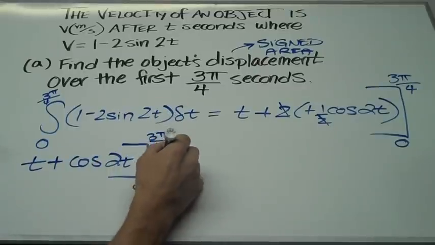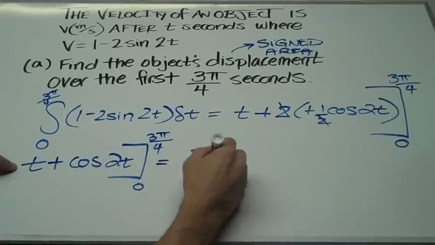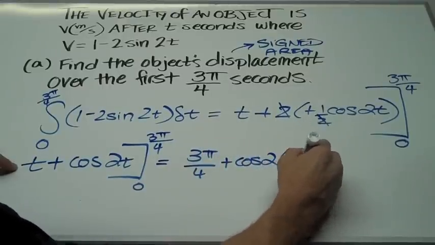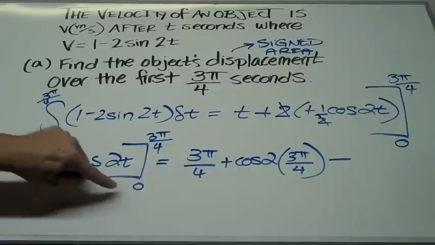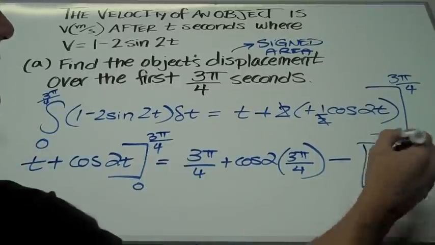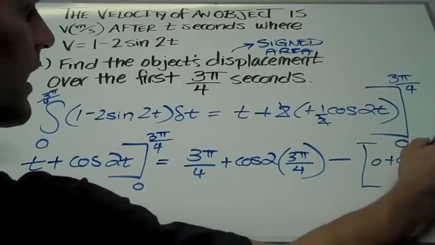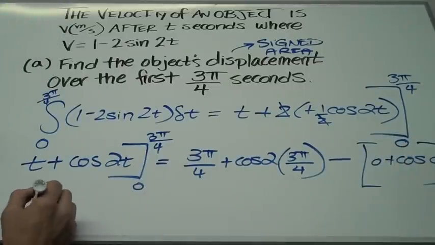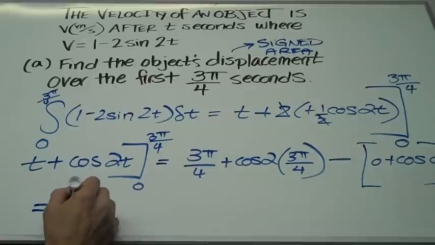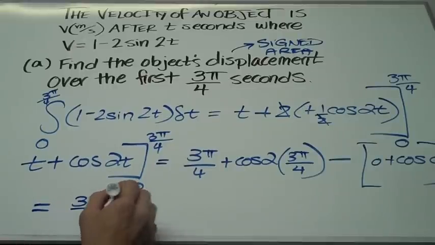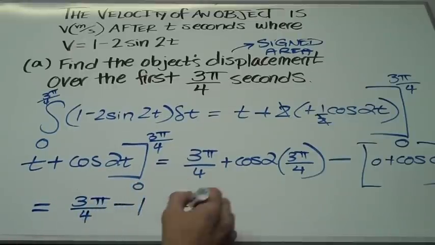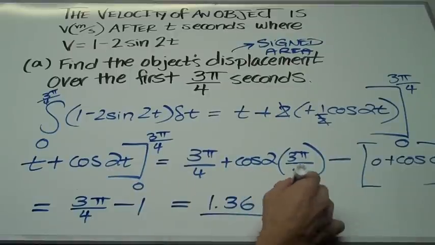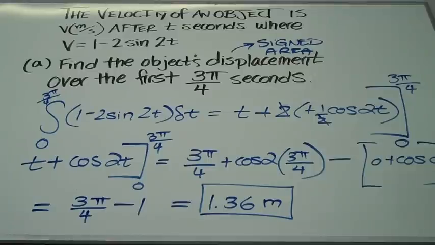I'm going to plug those in, which is 3 pi over 4 plus cosine 2 times 3 pi over 4 minus, if I plug in the 0 here, I have 0 plus cosine 2 times 0 is 0, which ultimately will give me, when I work this all out, 3 pi over 4 minus 1, which is equal to 1.36. I use 3 significant figures, and meters is my unit. So that is my displacement.